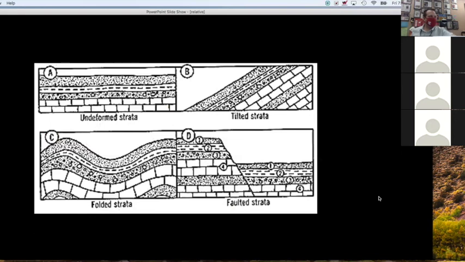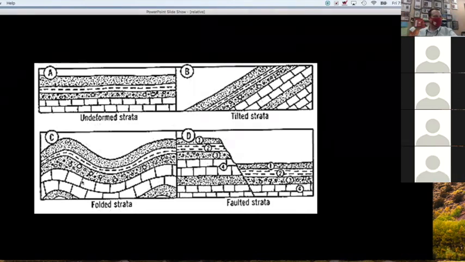So here's how it works. We know that rocks normally get put down in layers and they're flat. But what happens if the earth crinkles them? Right? We know that some of them get folded. They look like a smile or a frown. Sometimes it gets cracked and it gets a big split down the middle. And then they don't line up the same way.